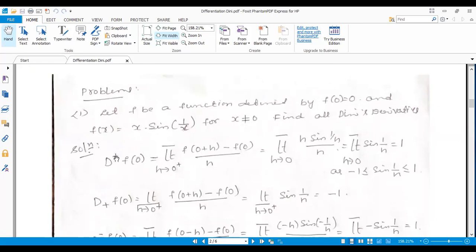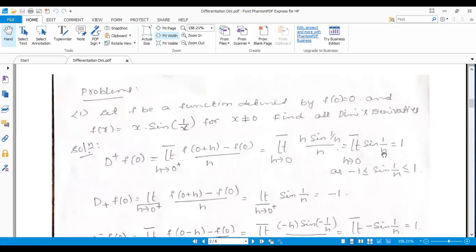Let D+, that is the upper right derivative, of the function at 0. That's why here, instead of x, we are choosing 0. Here D+ f(0) is equal to the limit superior. This is the definition. Here f(x) is given, that is x sin(1/x). We replace x by h: h sin(1/h) minus f(0). What is f(0)? f(0) is given as 0, minus 0, divided by h. Here h and h cancel. The remaining thing becomes the limit superior as h tends to 0 of sin(1/h).